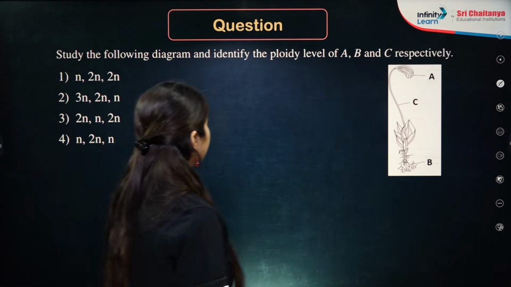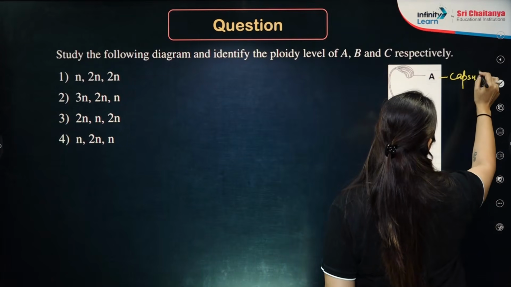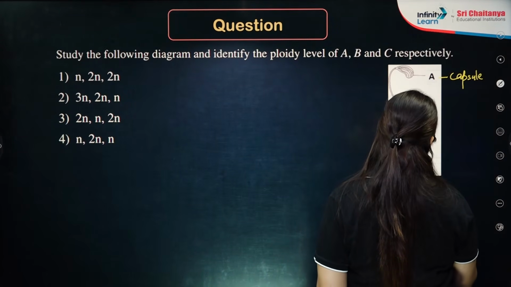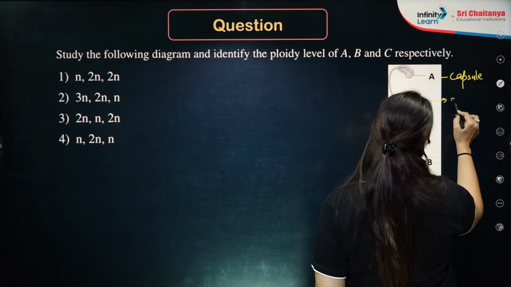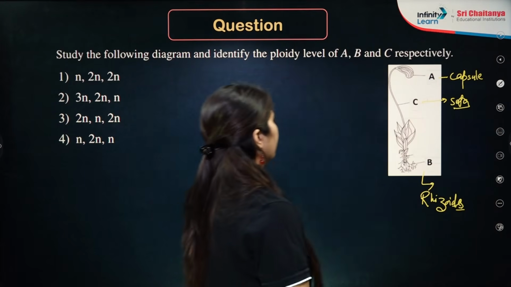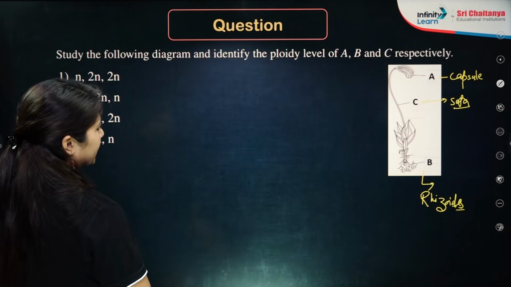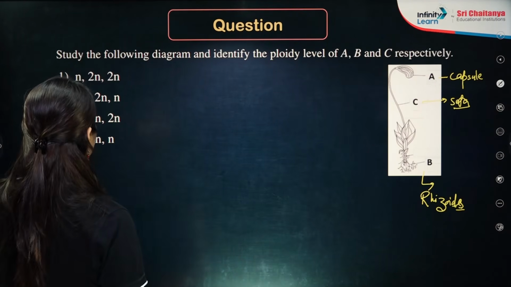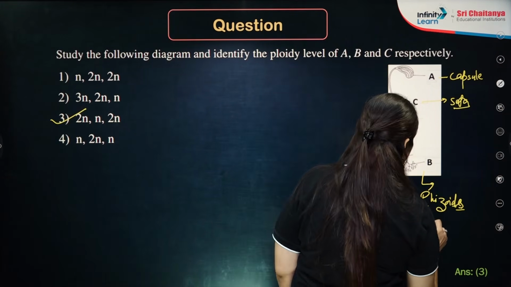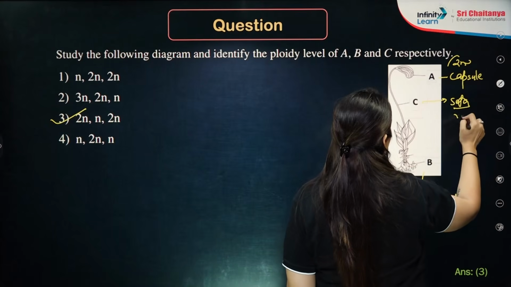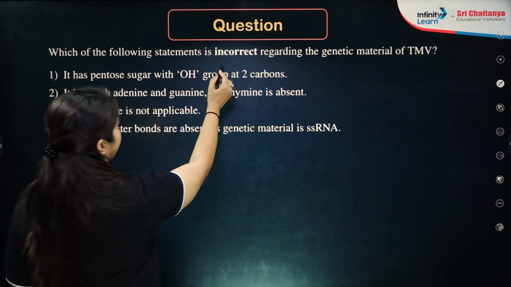Study the following diagram and identify the ploidy level of A, B and C. This A is your capsule. These are your rhizoids. Okay. This is your seta. Okay. Perfect. So, this is 2N for capsule. Then for rhizoids, it is N, and for seta it is again 2N. So it is 2N, N and 2N. Okay.